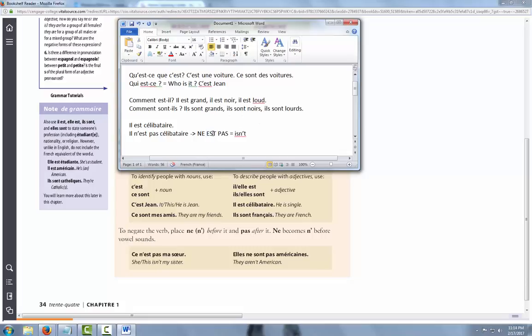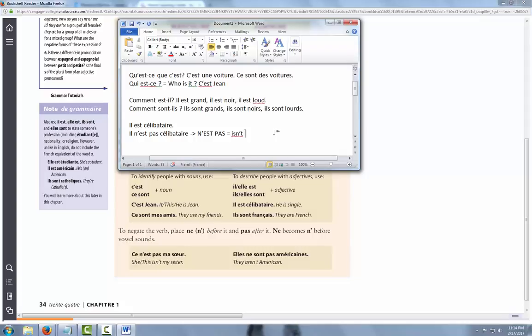Il est. Since your ne ends with an e and est starts with an e, you're going to have to take out the e in ne, take it out and put an apostrophe. And that becomes il n'est pas. He is not single. Okay? So place the ne before the verb and the pas after it, and the ne becomes an apostrophe when the verb starts with a vowel.